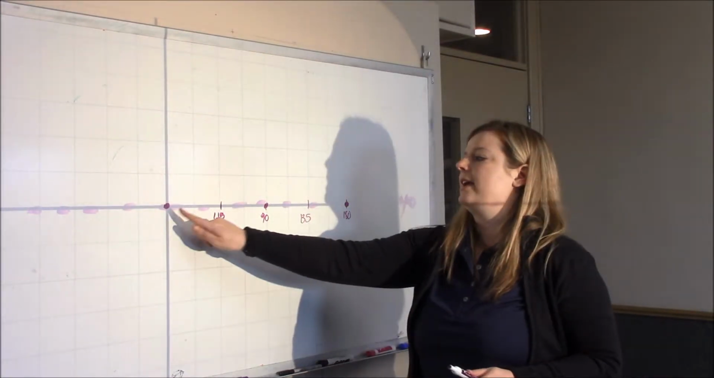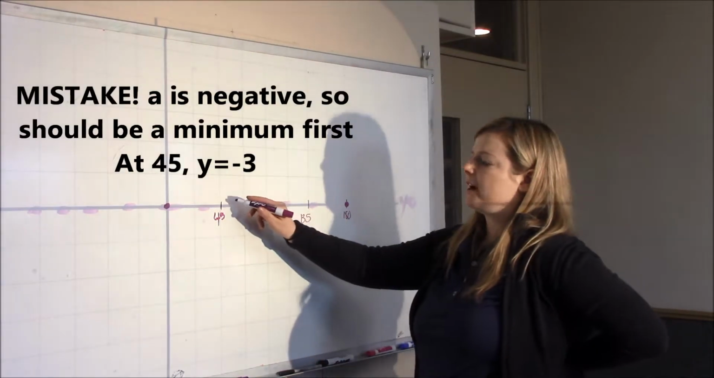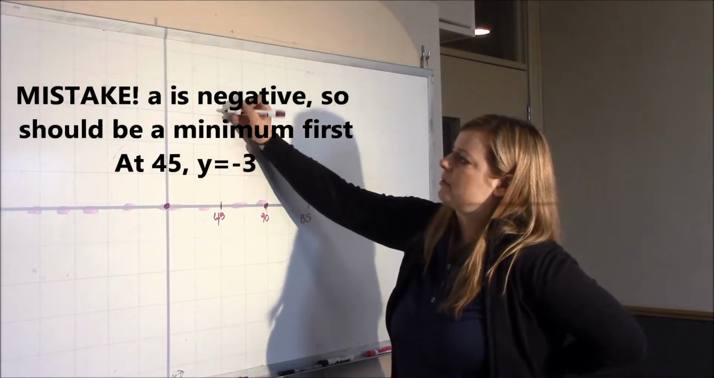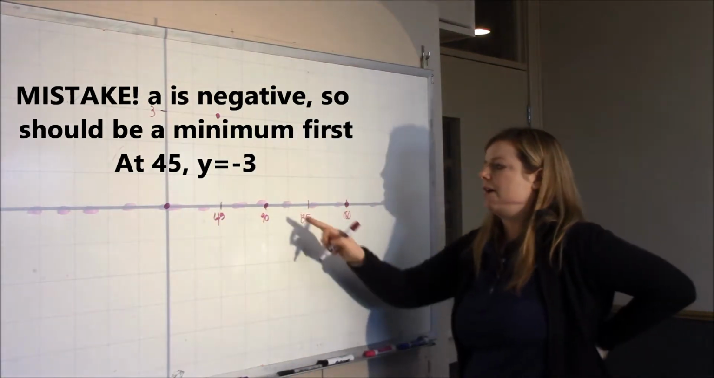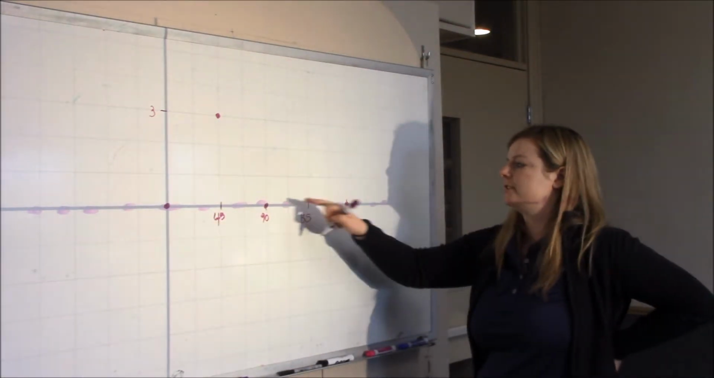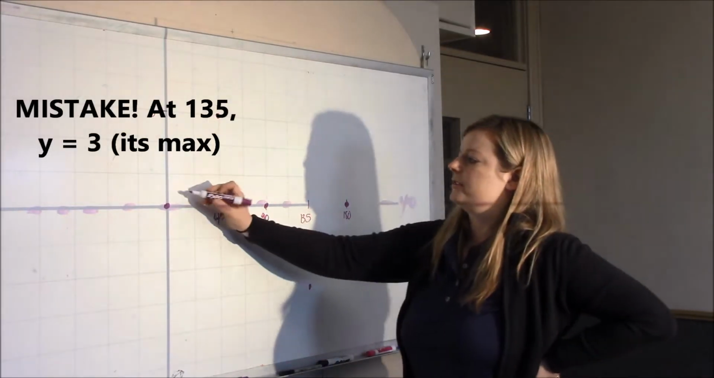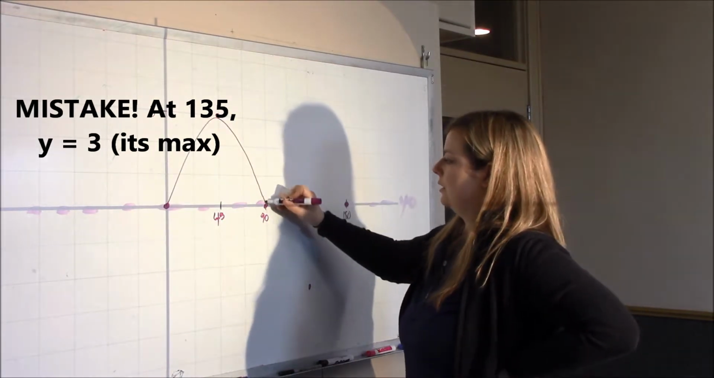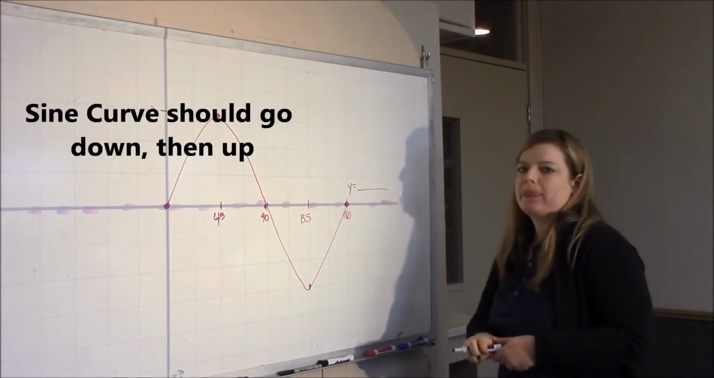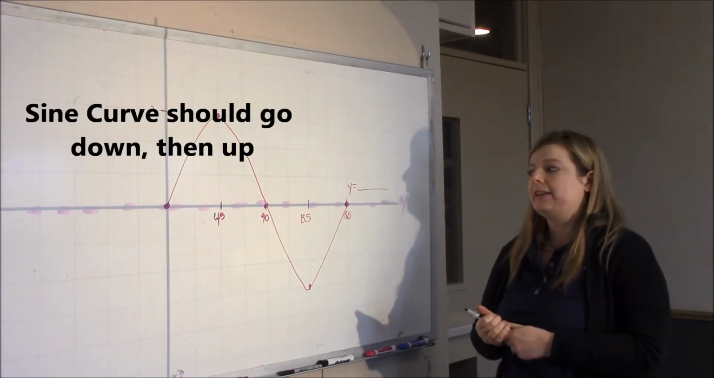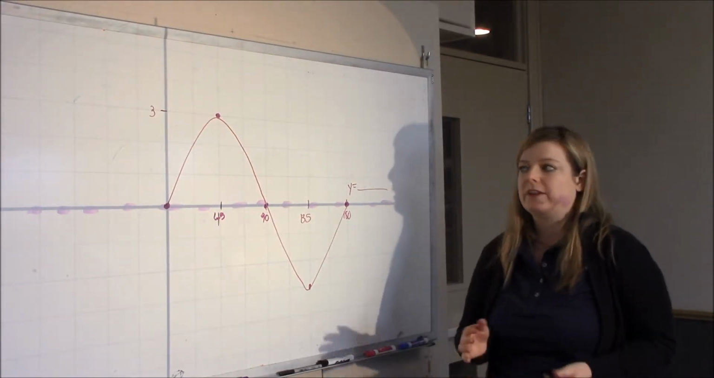Now, I know halfway in between my first 2 axis points is my maximum. So at 45 is going to be my maximum, which in this case I determined was 3. Now halfway between my second 2 axis points will be my minimum, which we determined was negative 3. And you label it with the function. There's no phase shift and there's no vertical shift or anything like that. So I'm done. There's my curve. That's your first example.